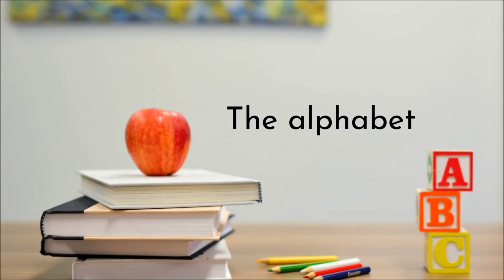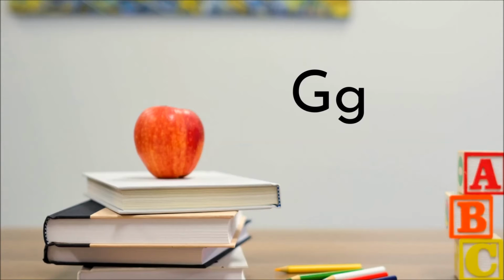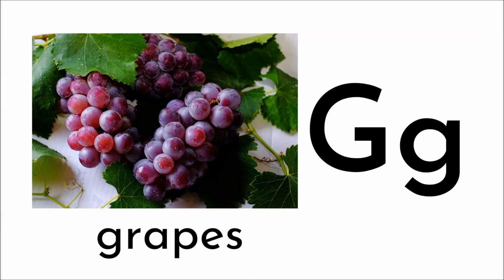We are looking at the alphabet, and in the alphabet series we are learning the letter G. The letter G makes the G sound. G, G, G, G. G for grapes.